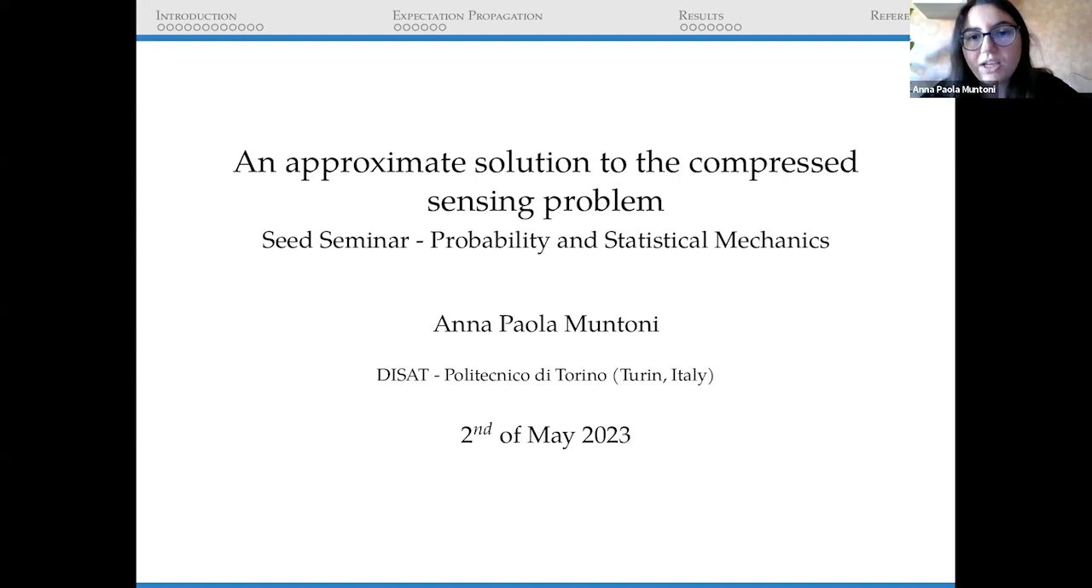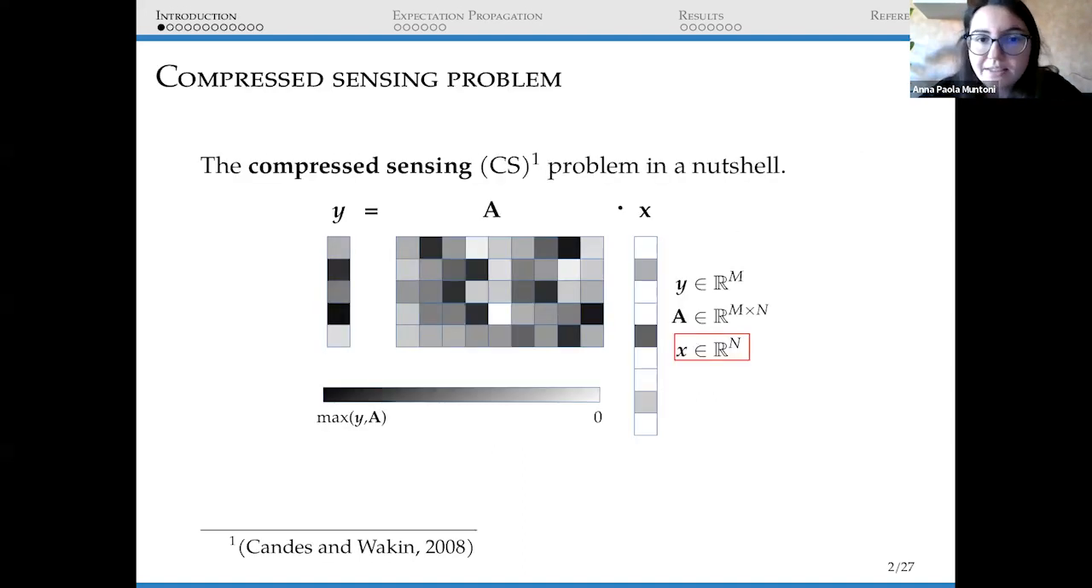My topic for today is the compressed sensing problem, and I will explain how to face it using some tools that have been developed in the field of statistical mechanics. In particular, I will explain this approximation technique called expectation propagation. So okay, let's start.